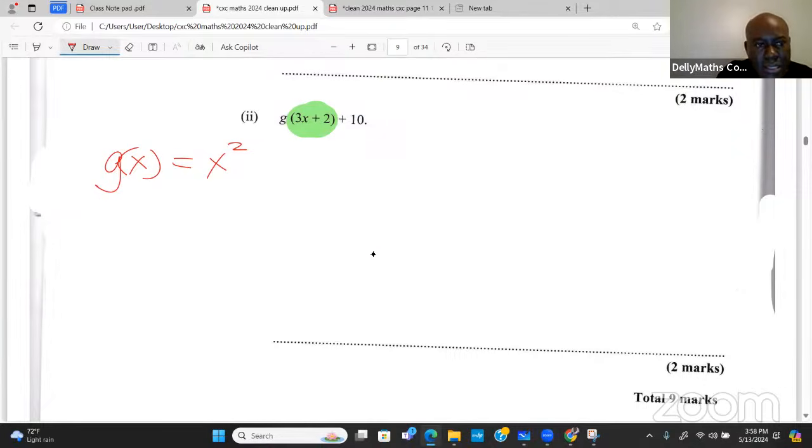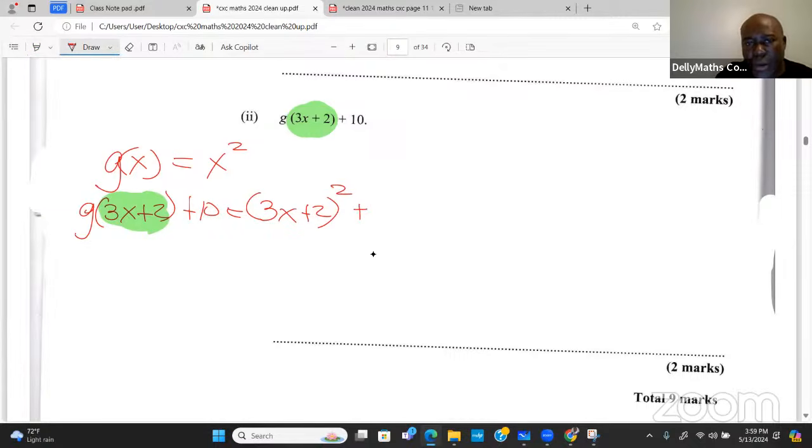So let us look at this. I'm going to do this now. Notice that part that is in the bracket. This part is the only thing that can go where x is. So that is the part that will be squared right here. So that becomes x squared. And when we're done squaring, we add 10 to whatever result we have.